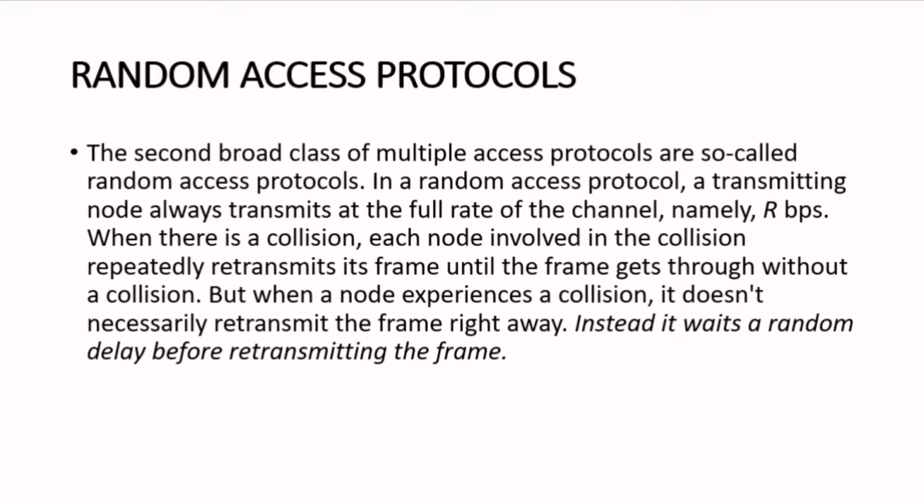So let's look into the random access protocol. The second broad class of multiple access protocol are so-called random access protocol. In a random access protocol, a transmitting node always transmits at the full rate of the channel, namely R bits per second. When there is a collision, each node involved in the collision repeatedly transmits its frame until the frame gets through without a collision. But when a node experiences a collision, it does not necessarily transmit the frame right away. Instead, it waits a random delay before retransmitting the frame.